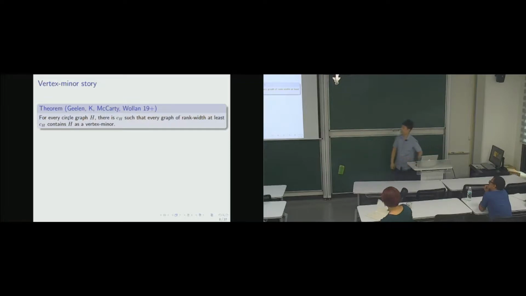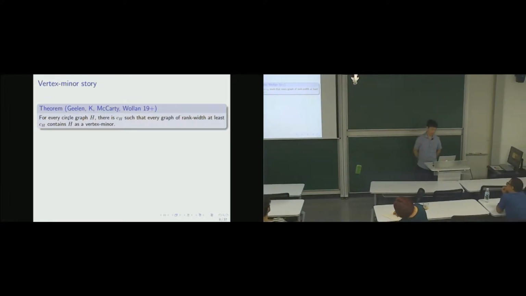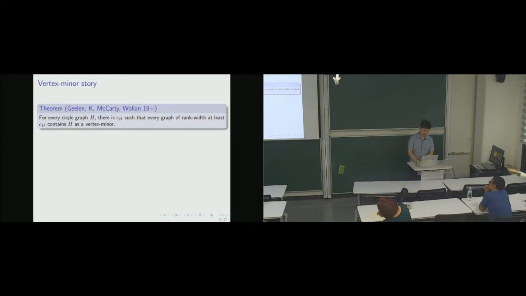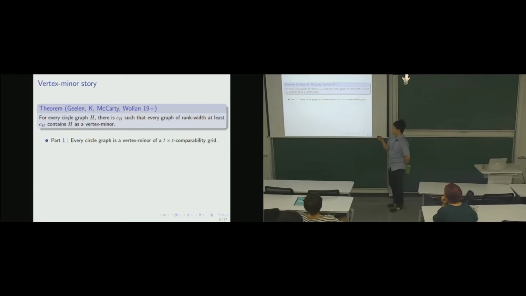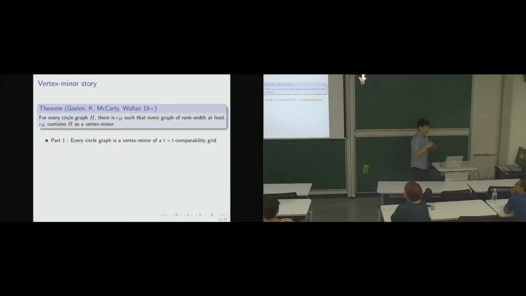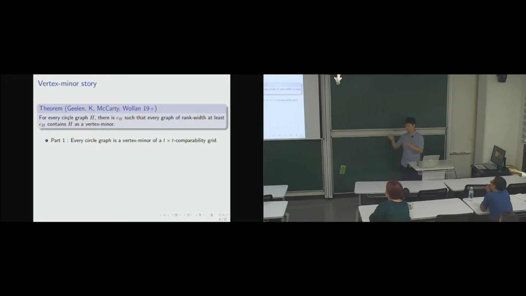Yeah. So basically, I want to prove this theorem, and I want to sketch out the proof of this result in this talk. So the proof consists of basically four parts. The first one is that we devised the concept of comparability grid, which corresponds to the grid in the planar setting. We proved that every circle graph is a vertex-minor of the t by t comparability grid, which I will introduce later. And so we don't work with every circle graph individually. So we just want to construct a comparability grid.